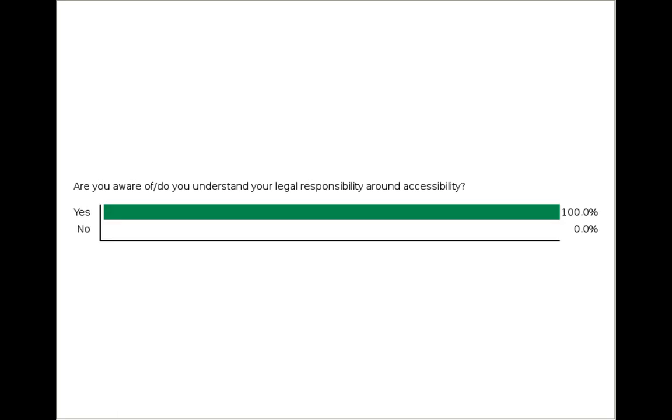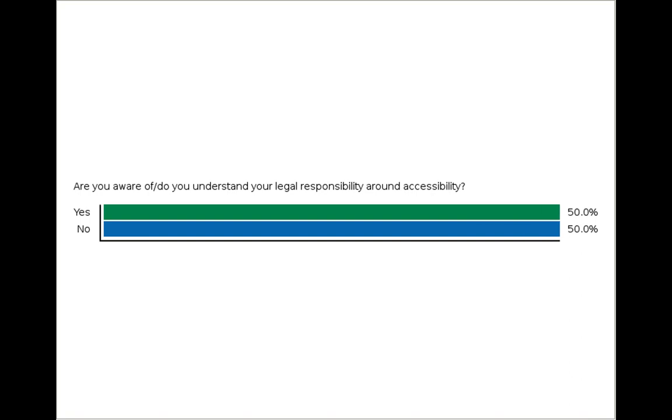Let's do one more poll question. Ready? And it's a yes or no. Are you aware, or do you understand your legal responsibility around accessibility? I know some of you are in countries other than the U.S. So I have to be honest, I'm not sure what those legal responsibilities are outside the U.S. But by all means, please answer. And you're all going very quickly. Yay.